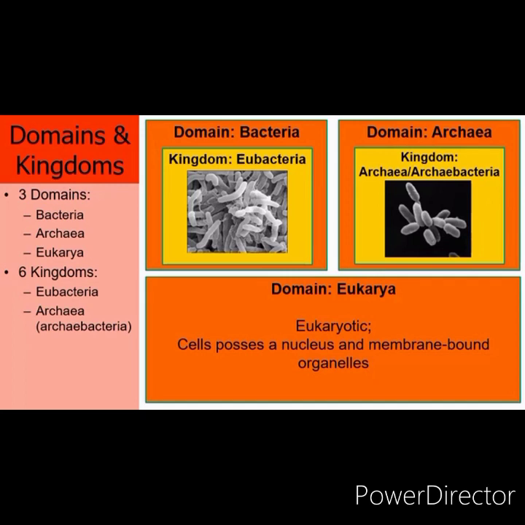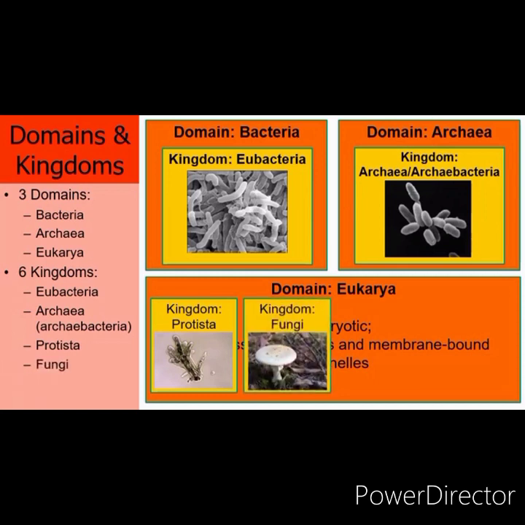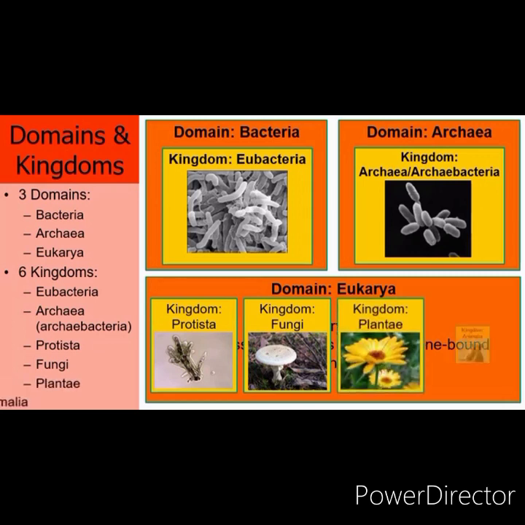And within the domain Eukarya, there are actually four kingdoms. The kingdom called Protista tends to be single-celled organisms like the amoebas and paramecia that swim around, typically in watery locations. And then there are three big kingdoms that everybody recognizes: the fungi, the plants, and the animals.